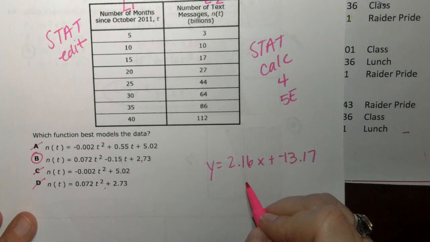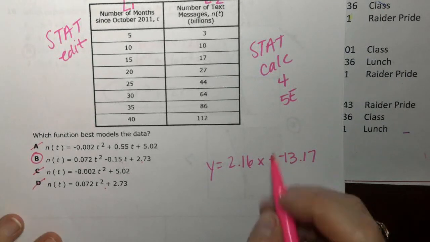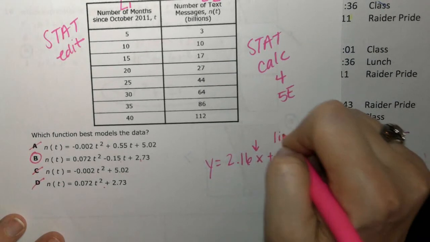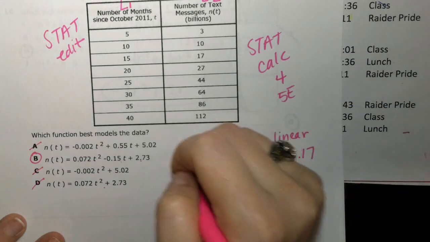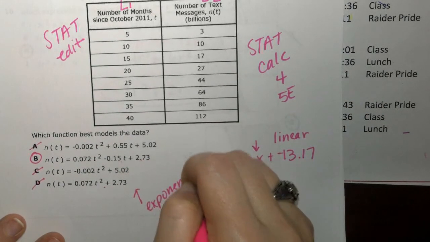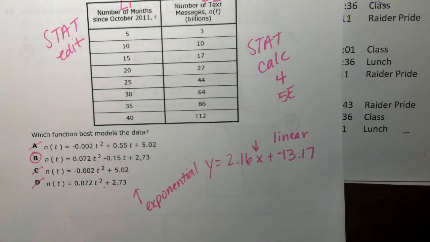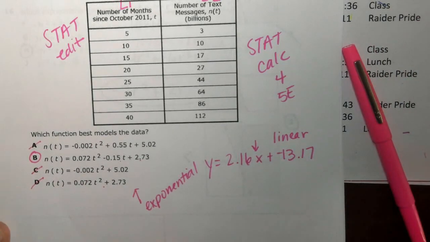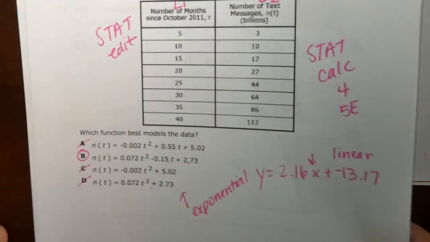So in the calculator, when we did our stat edit, this is going to give us a linear function. This is an exponential. So that's why they don't match. Then you have to look at it as an exponential function with a quadratic, a parabola. Okay? Last one, number 20.